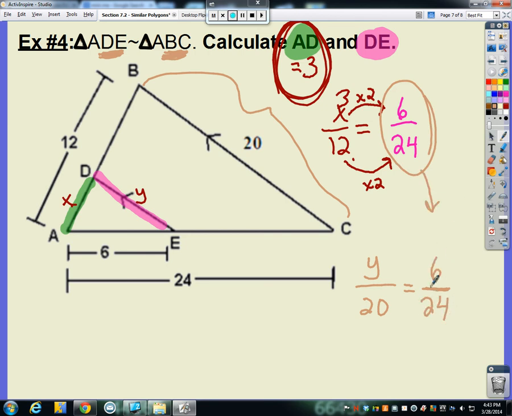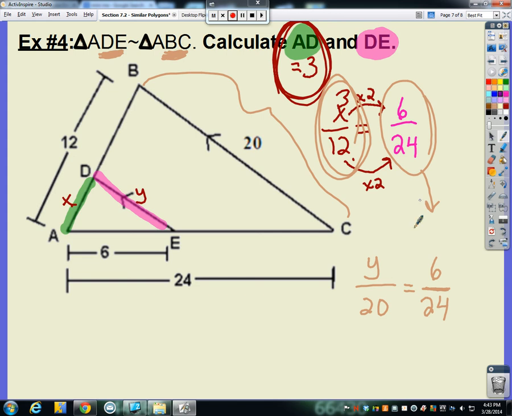Now you might ask, could I use 3 over 12 instead of 6 over 24? You absolutely could. 3 and 12 are smaller numbers than 6 and 24. And you'll notice that 3 and 12 is really half of the 6 and the 24. So really they are the same ratio, a 1 to 4 ratio. So it doesn't really matter.